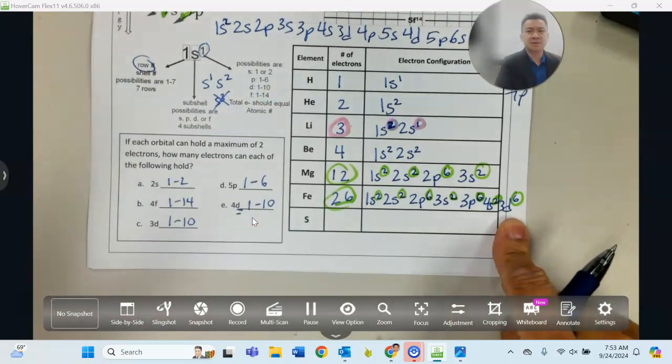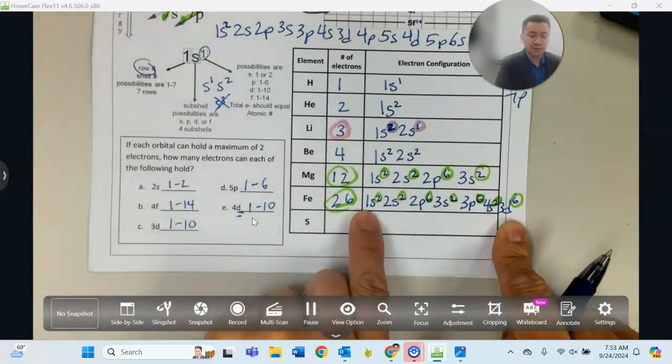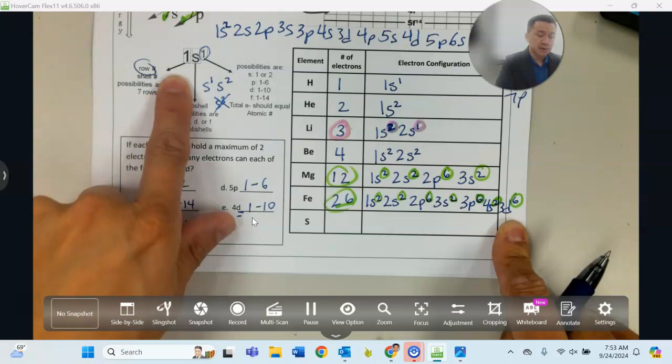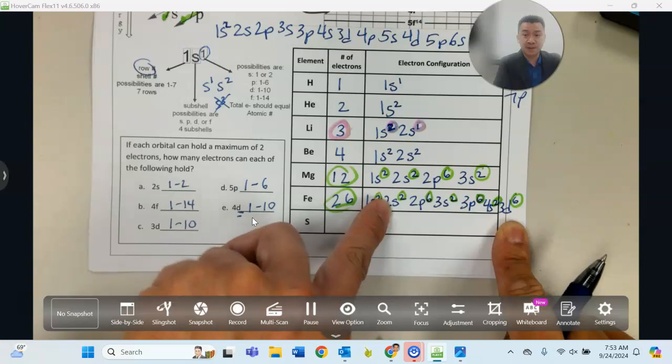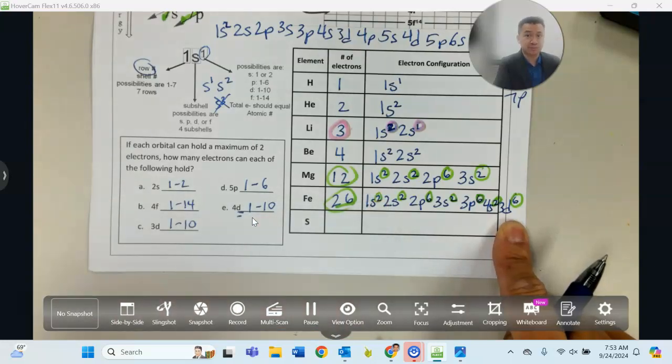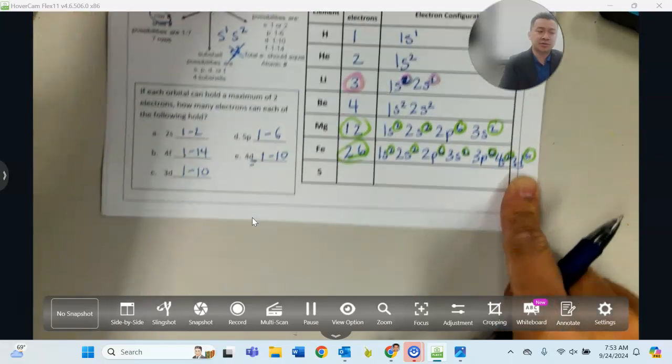Guys, don't write commas in between, don't write hyphens or dashes in between. Just make sure your front number, your principal quantum number, is a big number in front. It clearly shows it's a big number. And the number of electrons is a superscript. The way we write this is fairly important, so that there's no confusion.